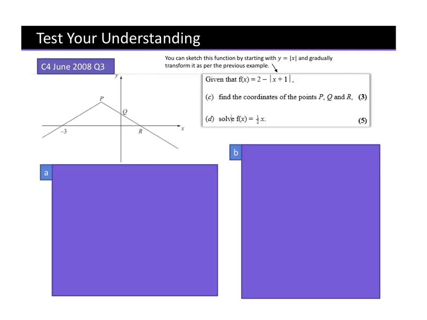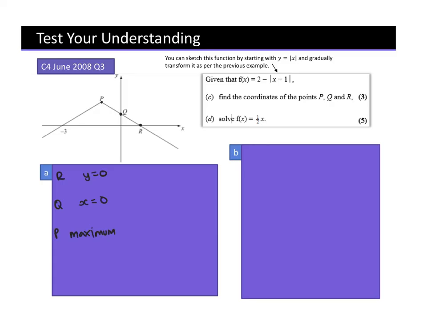Now, if we have a look at R, R happens when we need to find our x coordinate when our y is equal to 0. Q happens when our x equals 0 here. And our P is our maximum, okay? So P, we can see here, this is our maximum.